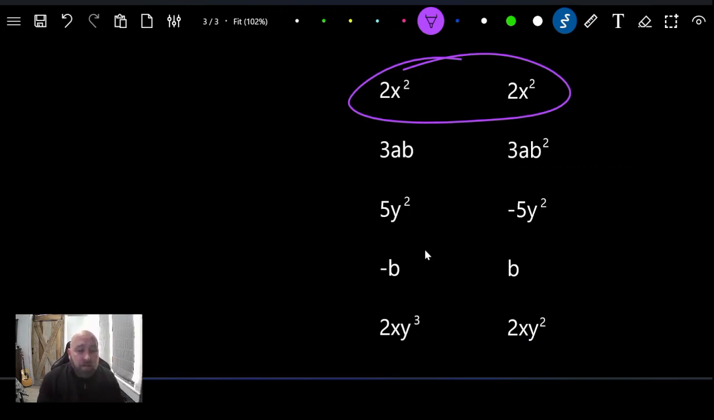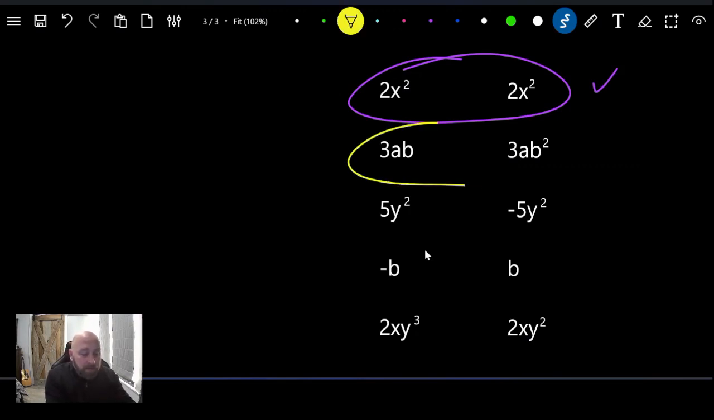2x squared and 2x squared, are those like terms? Yes, those are like terms. Why are they like terms? Because the letter is the same, x and x, and the exponent is the same. Does the 2 out front matter? It doesn't. It could be 2 and 7, okay? As long as the x is the same and the x squared is the same. So those are matchy-matchy. Those work.